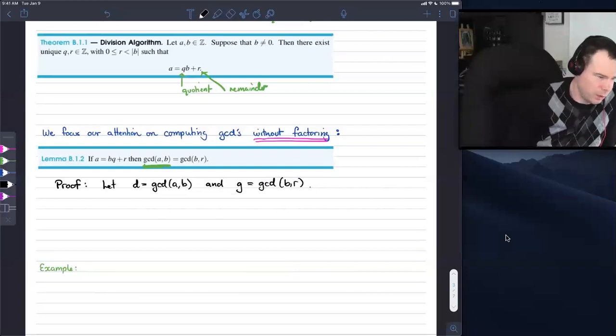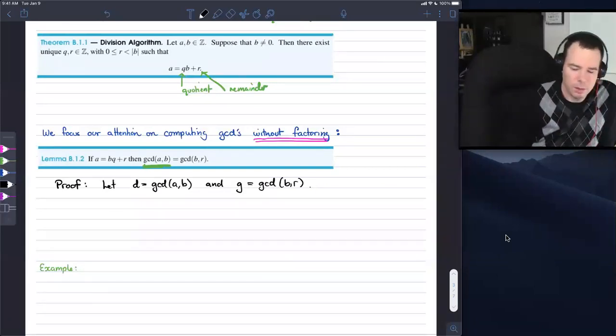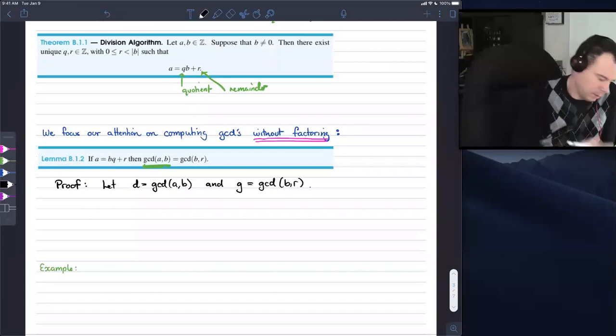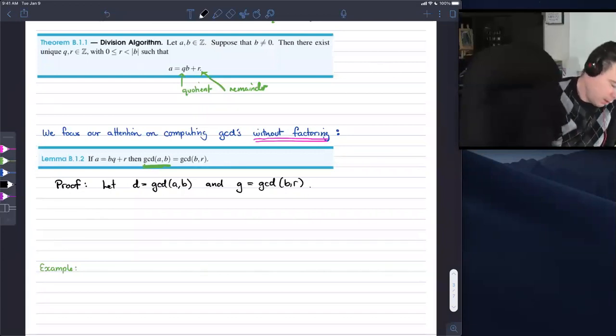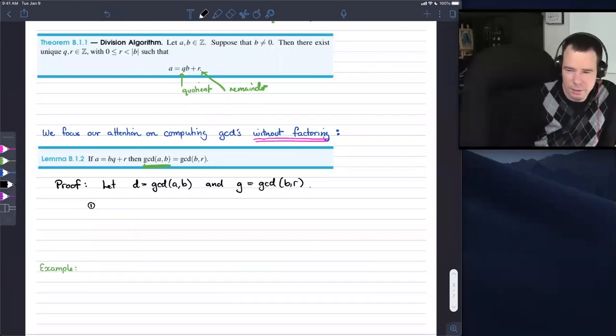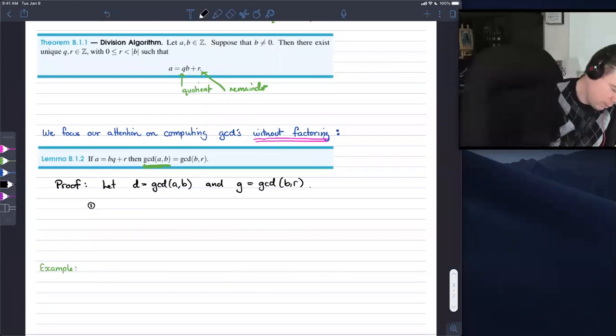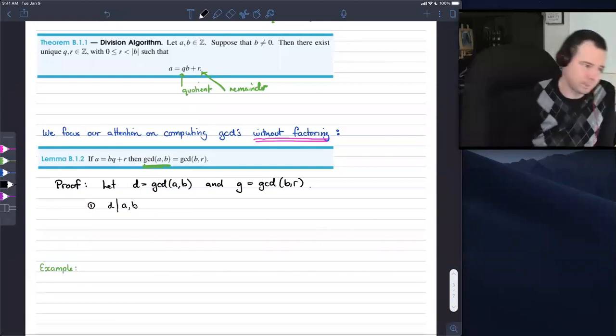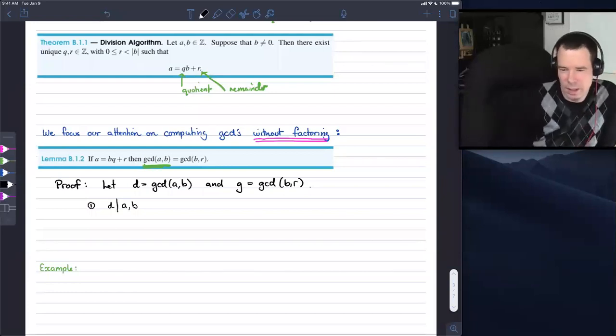So how are we going to do that? Well, the way we're going to do that is we're just going to go ahead and apply the definitions that we have in these cases. So we know that D is the greatest common divisor of A and B. So that means that D divides A and B. I'll write it like that: D divides A, B, so it divides both A and B.